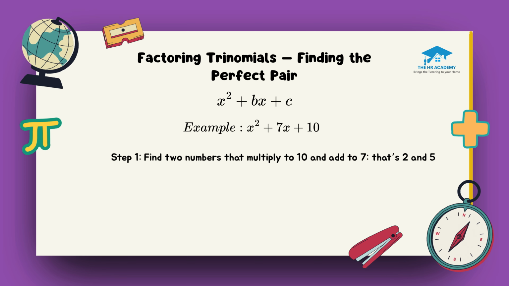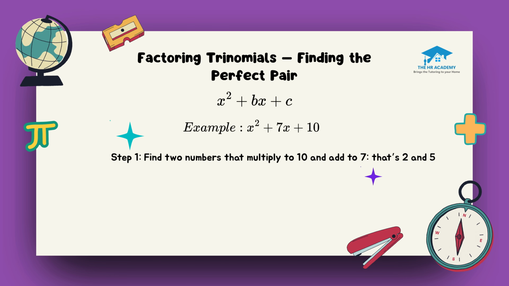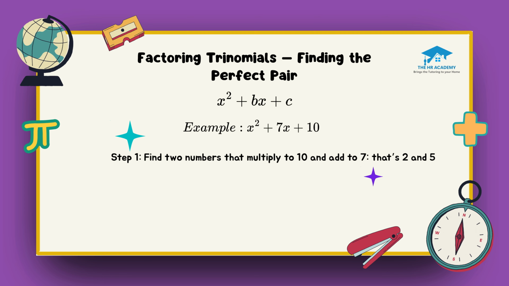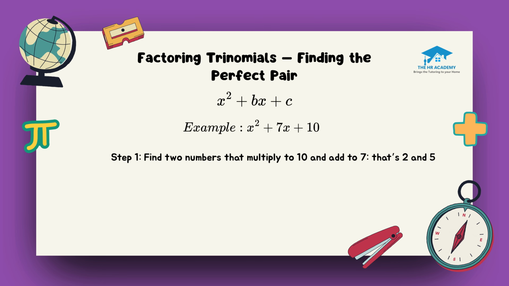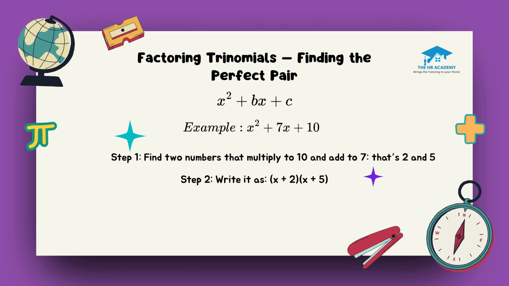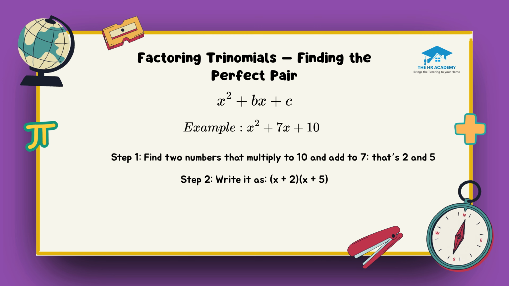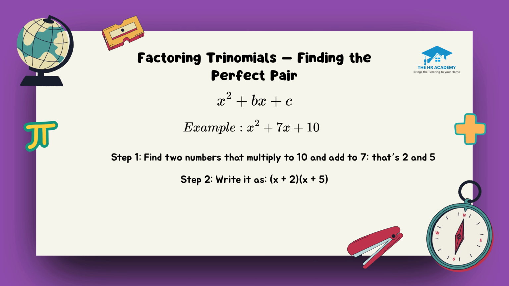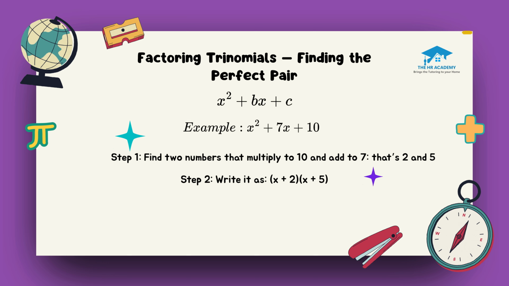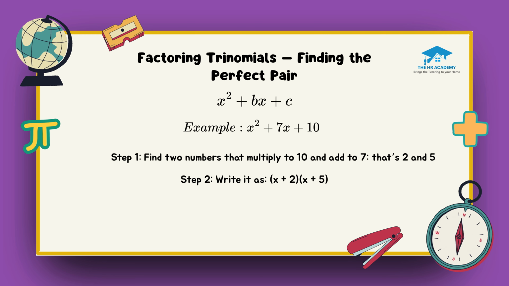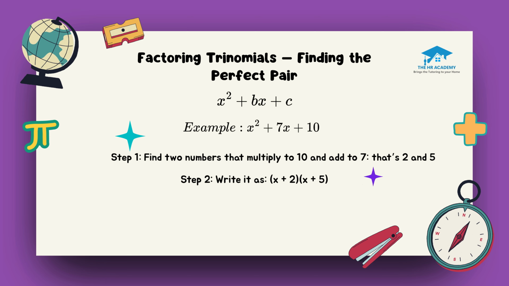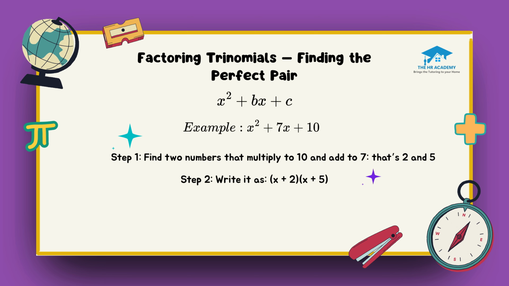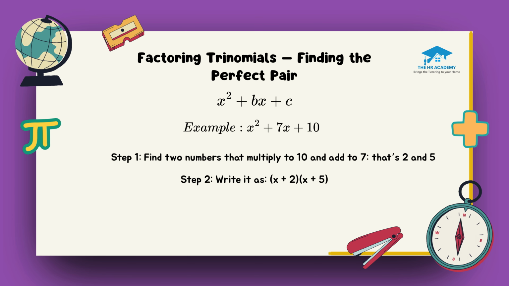We also need to check if they add to 7. 5 plus 2 is equal to 7. So the two numbers we are looking for are 2 and 5. Since we have found the numbers 2 and 5, the second step is to write it as x plus 2, x plus 5. This works because if you expanded x plus 2, x plus 5, using FOIL, you'd get back the original expression of x squared plus 7x plus 10. Math love story complete.